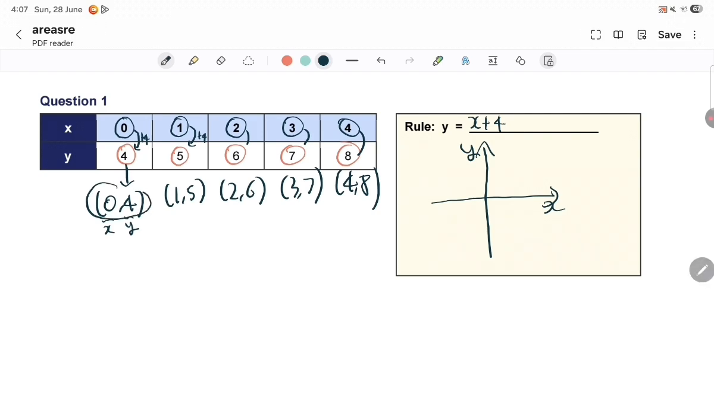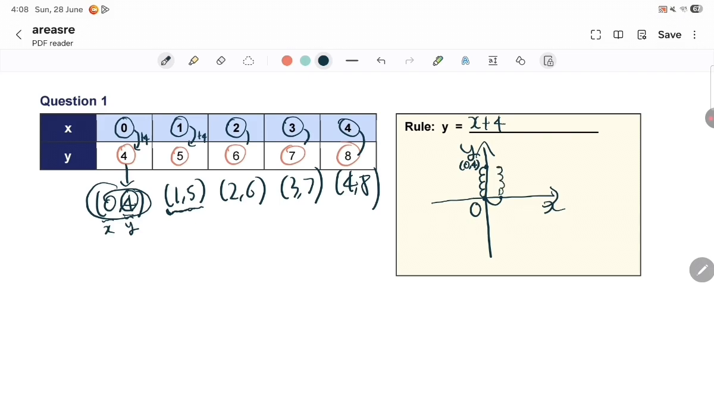Where is 0, 4? That means the origin is here. You don't really have to do anything with the x value, but you have to go 4 steps up because the y value is positive 4. So it will look like 1, 2, 3, 4 here: 0, 4. And the next one is 1, 5. Remember, always go x coordinate first. So go 1 step right, and how many steps up? 5.